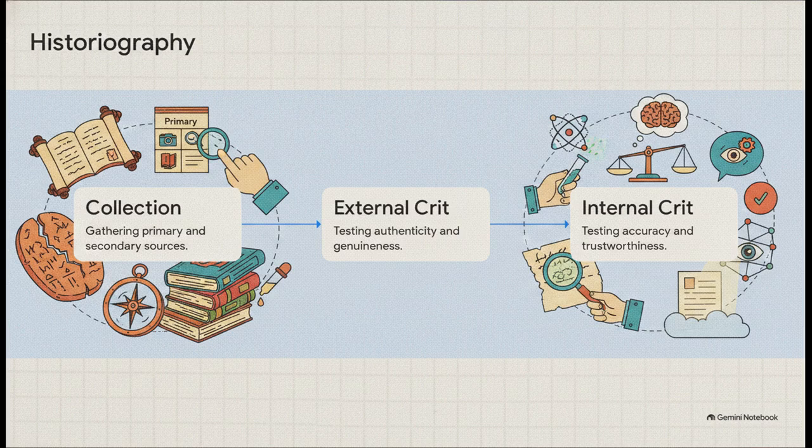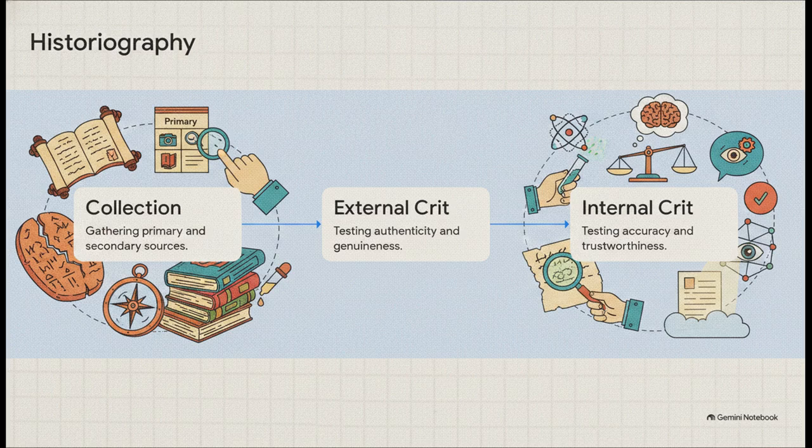First up, source collection, gathering primary sources like eyewitness accounts and secondary sources like historian interpretations. Then comes the really critical evaluation. You have to test the physical object itself, known as external criticism. This means doing things like carbon dating the ink or analyzing its chemical age to ensure it's genuine.